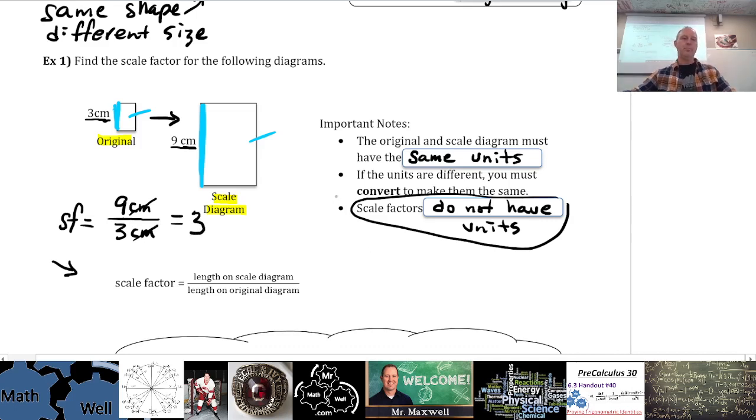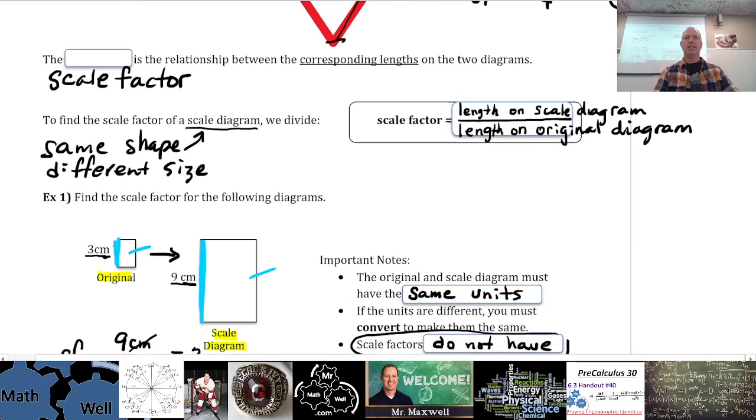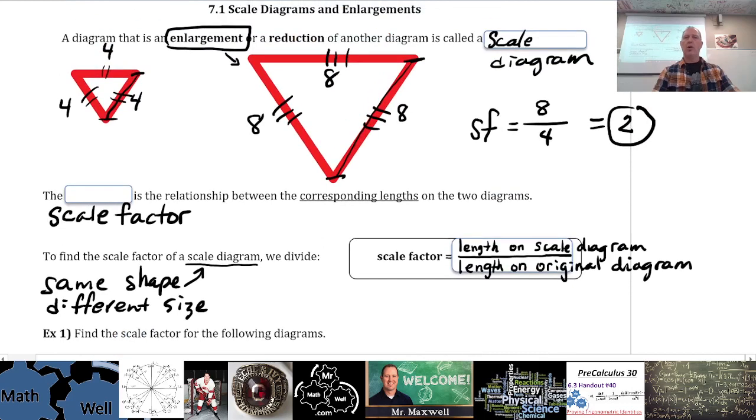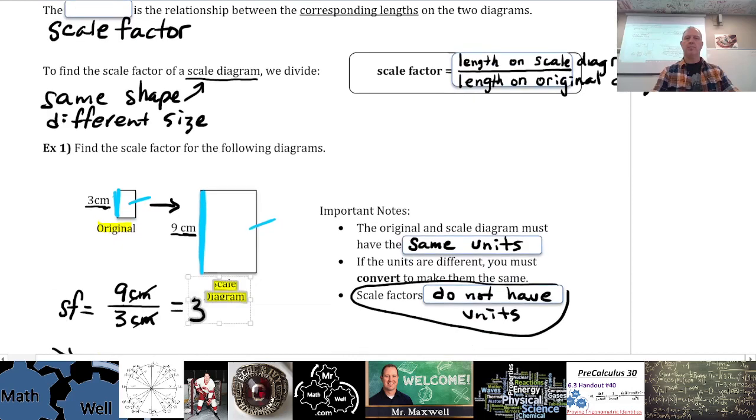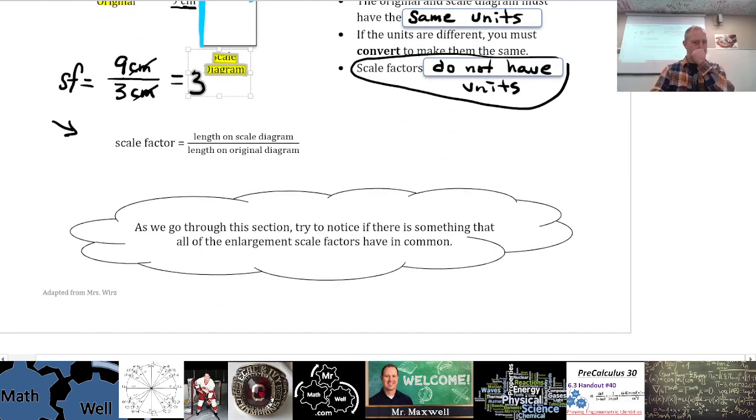Awesome. Any questions about that? Finding scale factor. Okay. What would you say about a scale factor for a reduction? How would you describe a scale factor for a reduction? What do you know to be true about that kind of scale factor before we actually do it? Does anybody know how you would characterize that? We know what enlargement scale factors are like. What about a reduction?